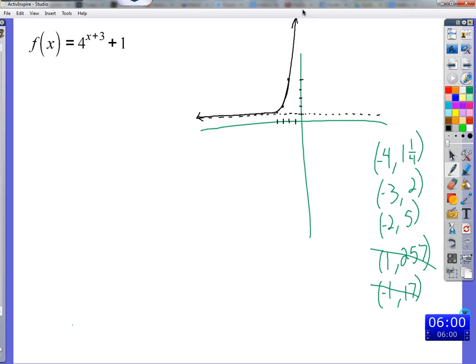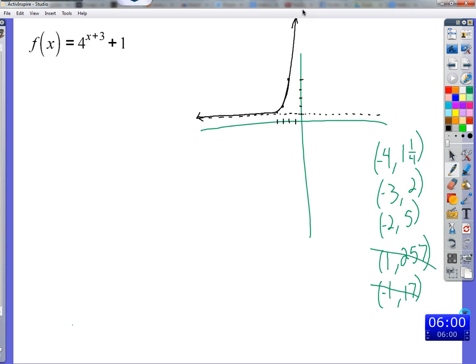That's a captain's question. So that approach is kind of like, well, I'm assuming I don't really know what this graph is supposed to look like, so I'm just going to plug in some numbers and see what comes out. I'm going to plot those points and connect them with a smooth curve.